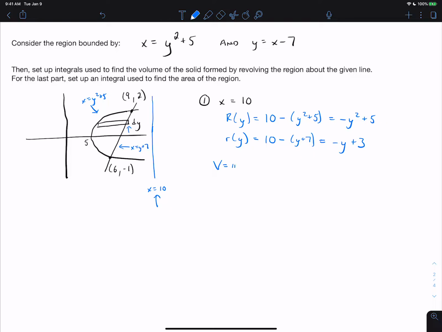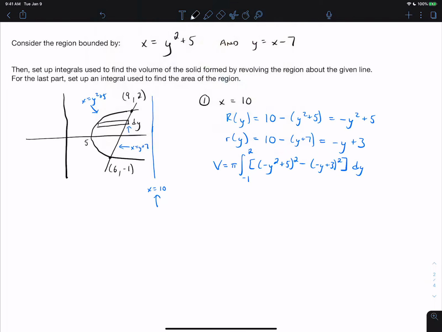Volume then is pi times the integral of big R squared minus little r squared. So negative y squared plus 5 squared minus negative y plus 3 squared times the thickness dy. We're going to add this for all of the y's within the region. If you look at the region, the y at the bottom is negative 1. The y at the very top of the region is positive 2.